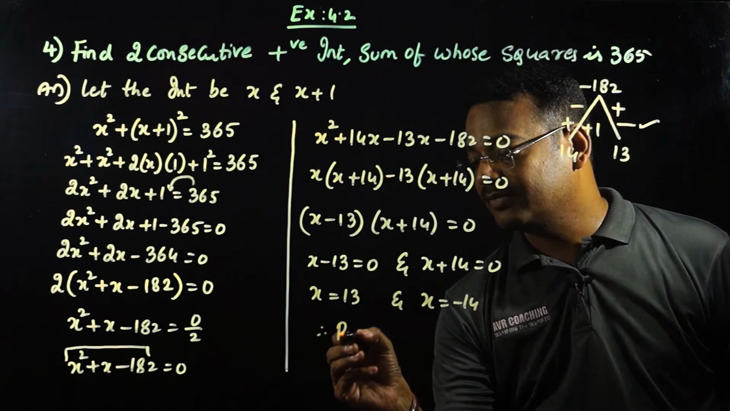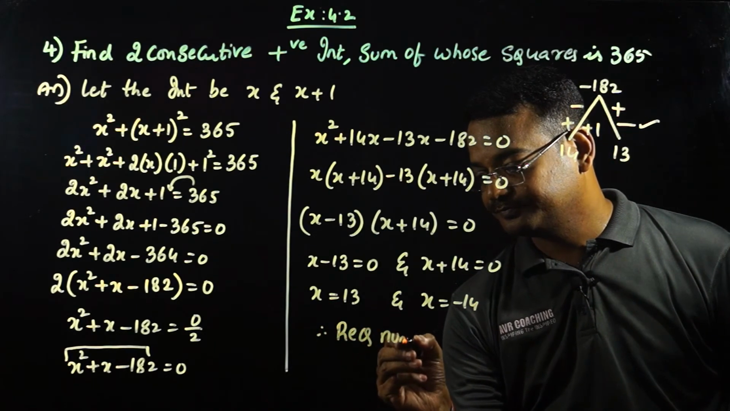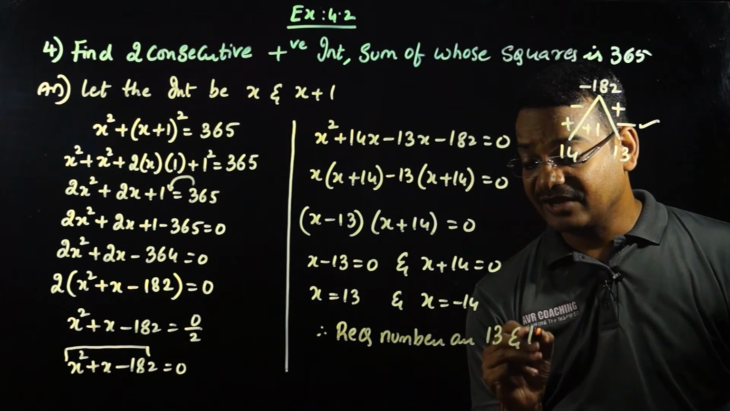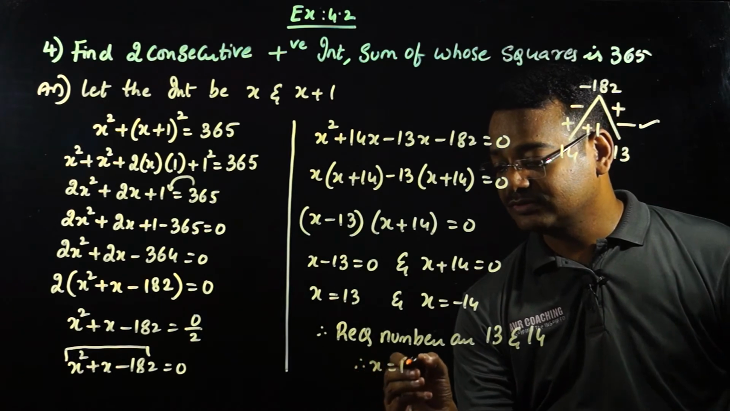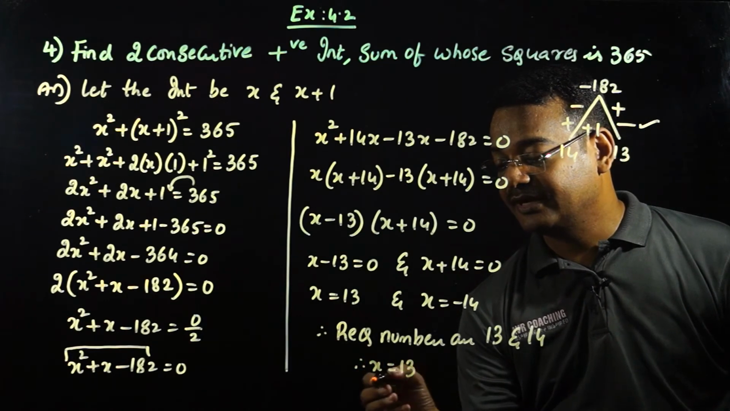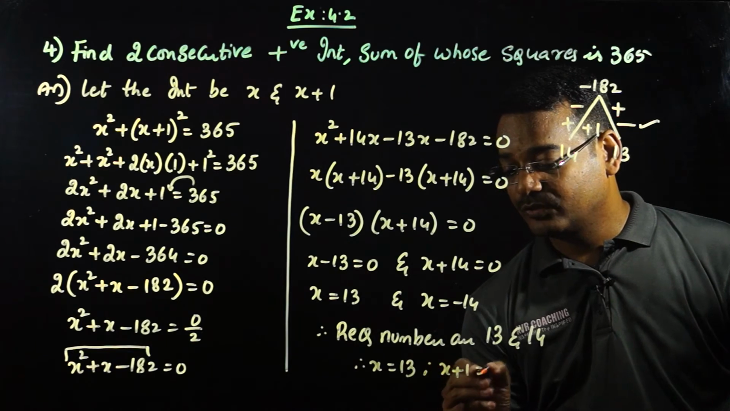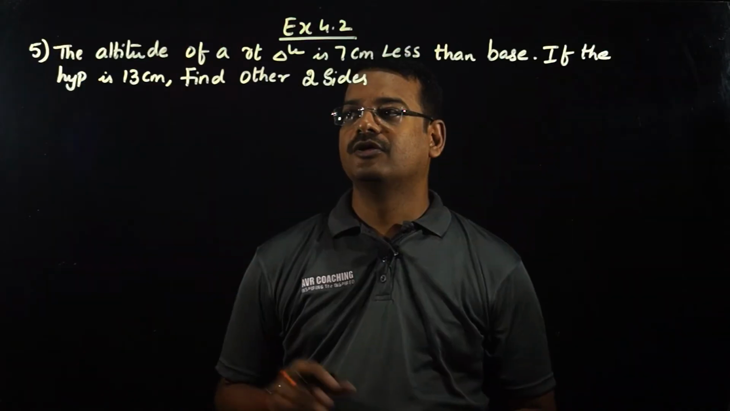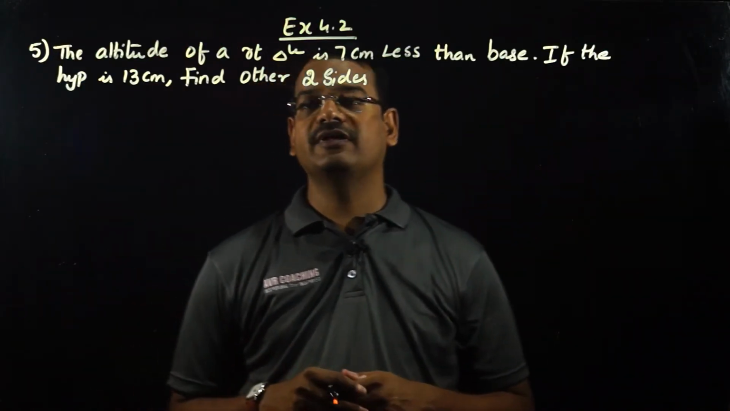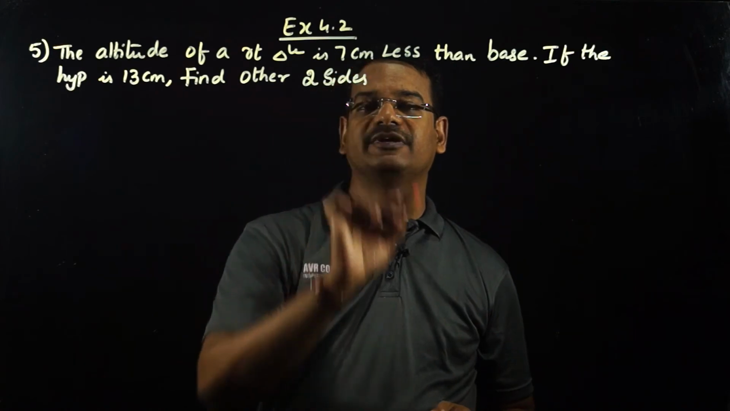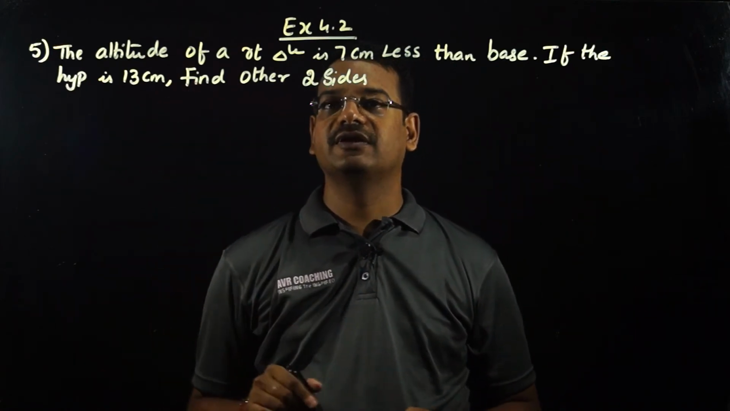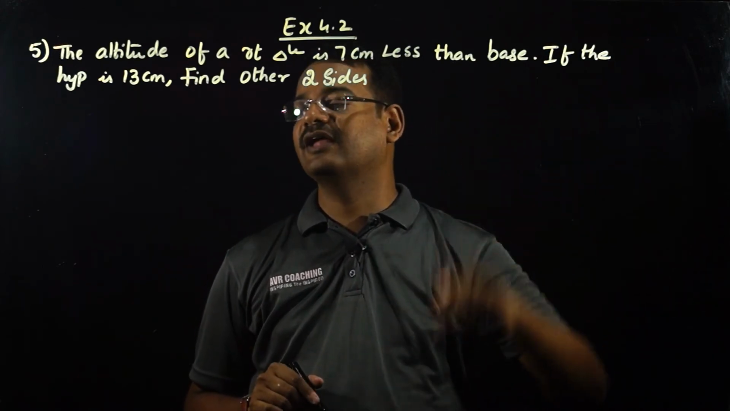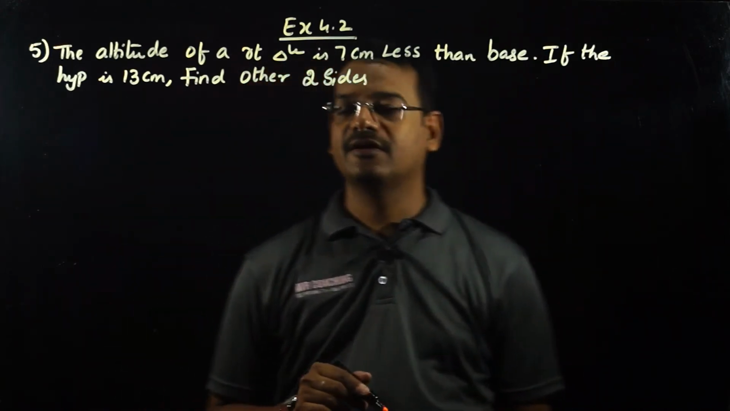Therefore the required numbers are 13 and 14, because x equal to 13 and x plus 1 equal to 14. Fifth problem. The altitude of a right angle triangle is 7 centimeters less than its base, and if the hypotenuse is 13 centimeters, find the other two sides. Altitude is nothing but the height of the triangle.